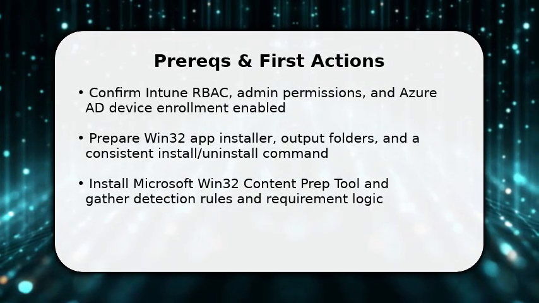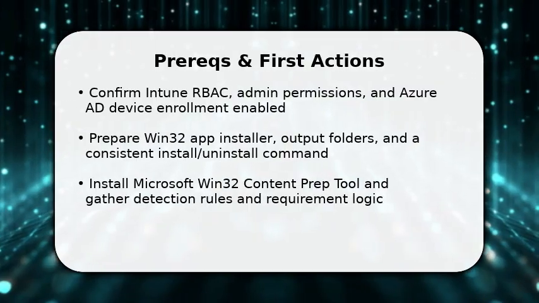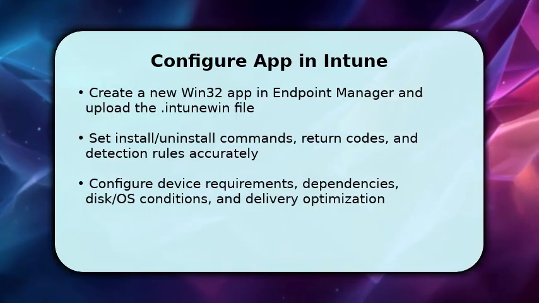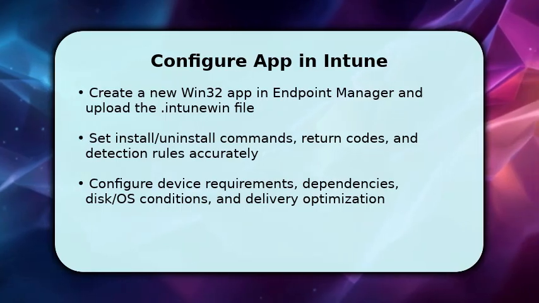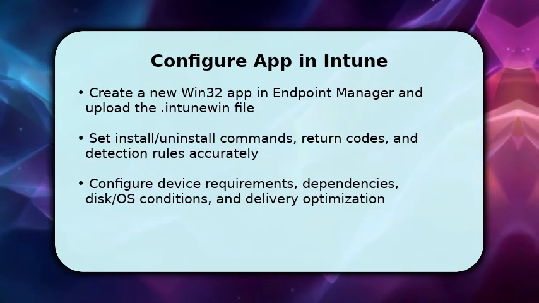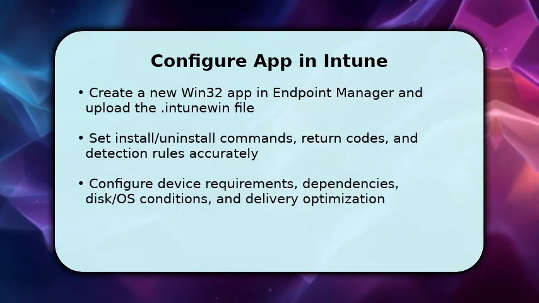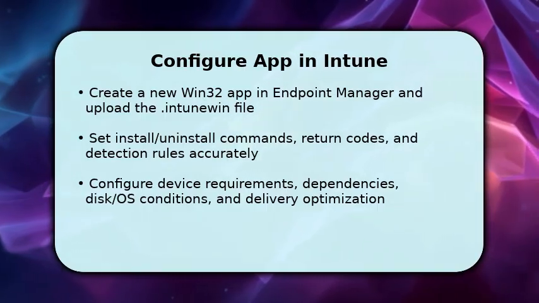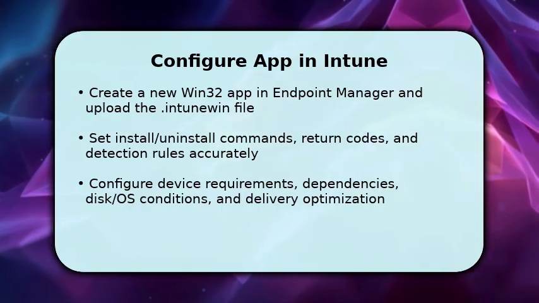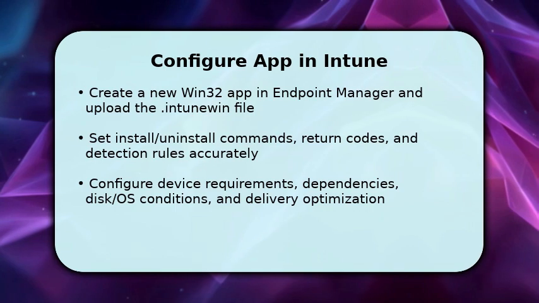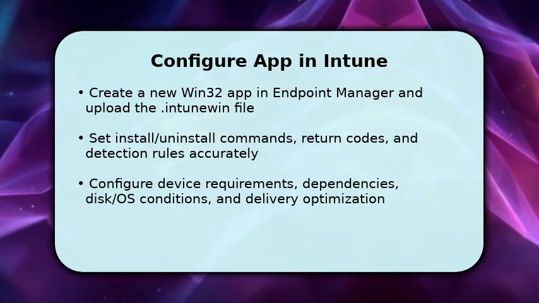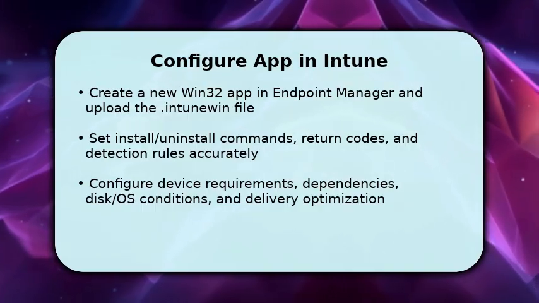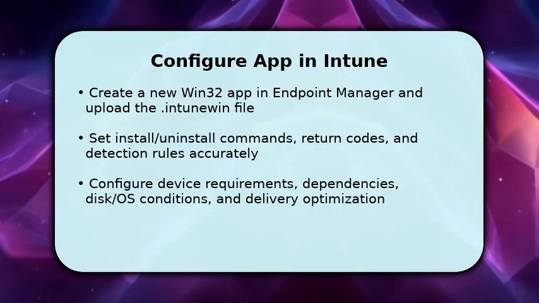Now in Microsoft Endpoint Manager, create a new Win32 app and upload your Intune Win package. Don't skip naming and description for tracking. Specify the install and uninstall commands exactly as tested, then map return codes so Intune can interpret success or specific remediation actions. Configure detection rules that reliably detect the app presence and set requirement rules like OS version, architecture, and disk space. Finally, establish dependencies and delivery optimization to control bandwidth. This ensures predictable, repeatable installations across your fleet.